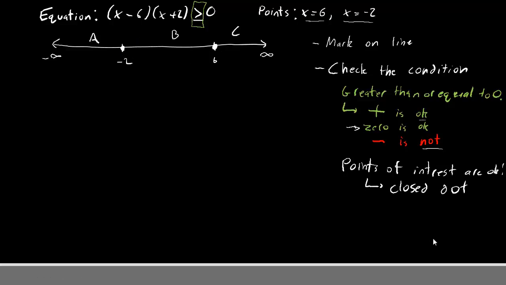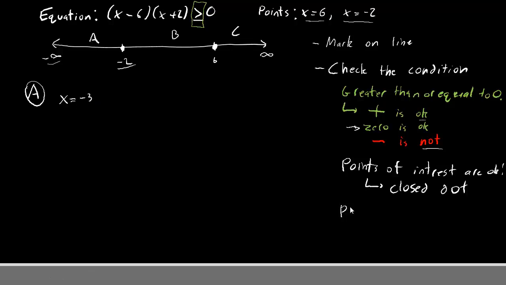Go ahead and fill this in. There it is. Now, what we should do, if we're going to check region A, we're going to pick a point that's between negative infinity and negative 2. Hopefully one that's easy to work with. Let's try x equals negative 3.